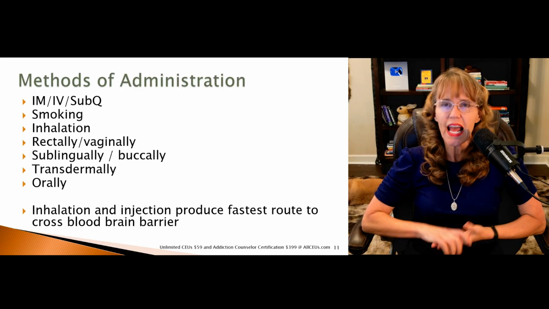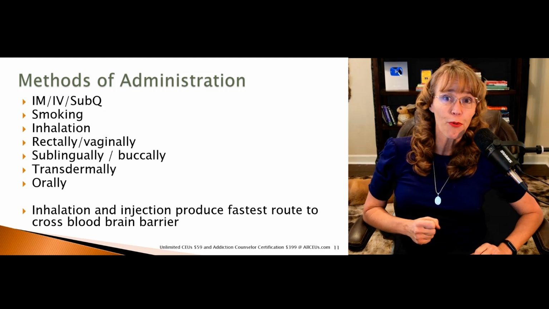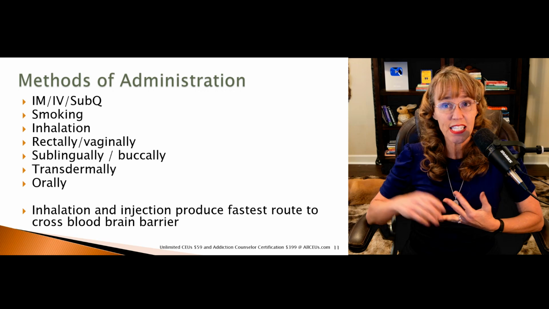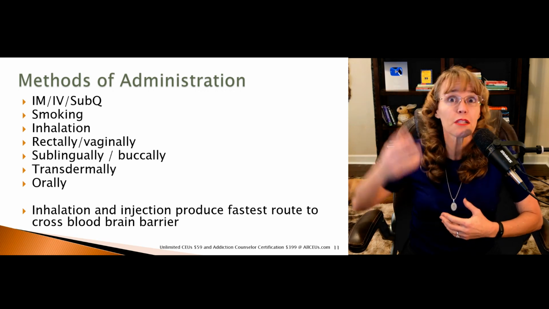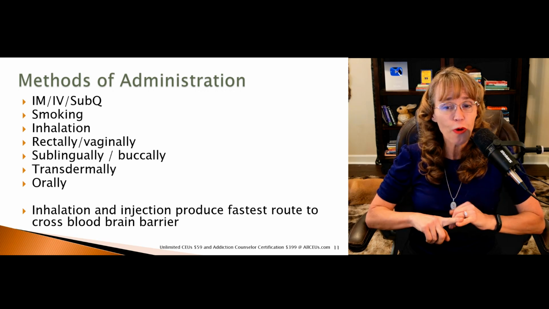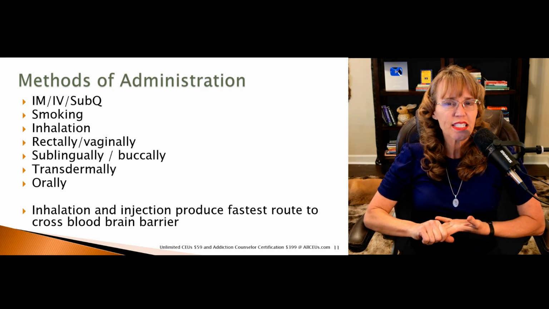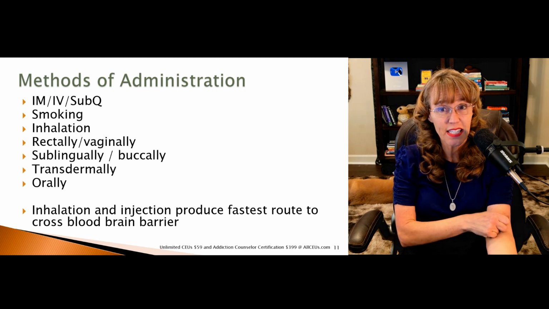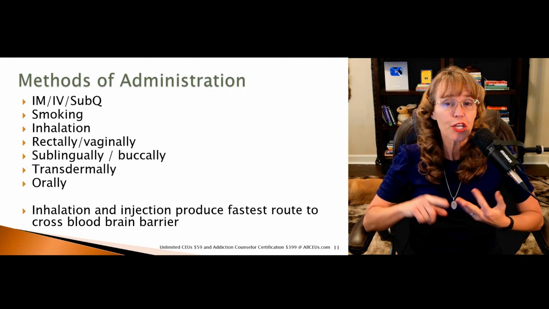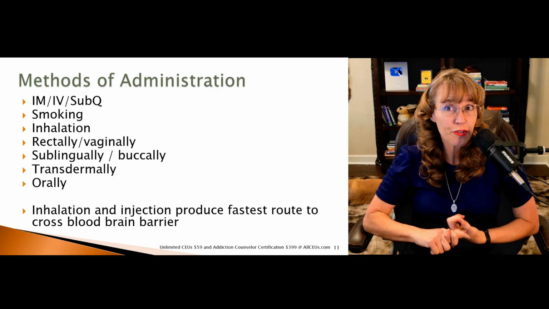Methods of administration, and you can administer all of your stimulants any of these ways. It's important to understand that inhalation and injection produce the fastest route for the stimulants to cross the blood-brain barrier. So we do want to understand that if your person is smoking it or injecting it, then they're going to get a really fast response. You can inject it either intramuscularly, intravenously, or subcutaneously, which means like right under the skin. You can smoke it. You can inhale it, snort it. You can administer it rectally or vaginally through like a suppository.